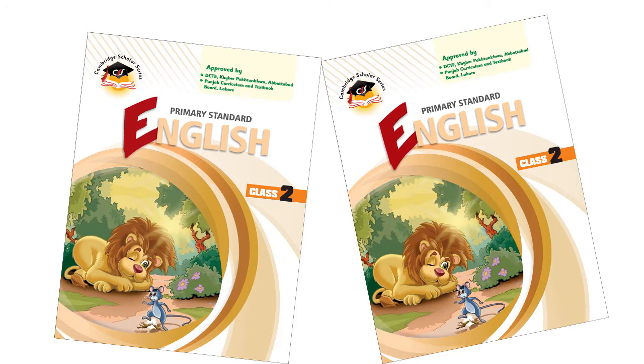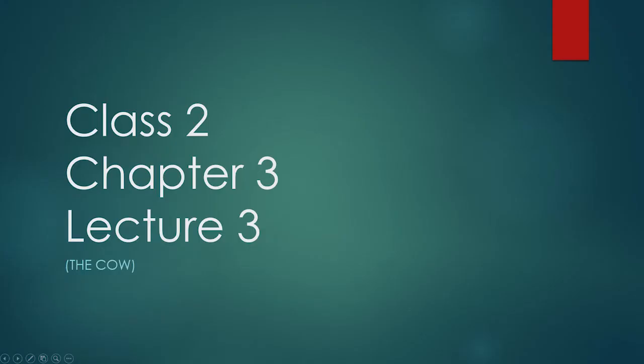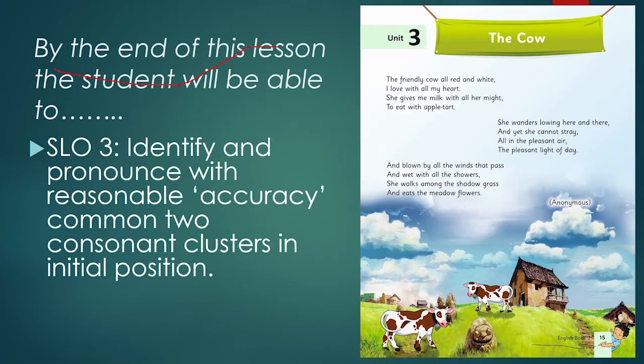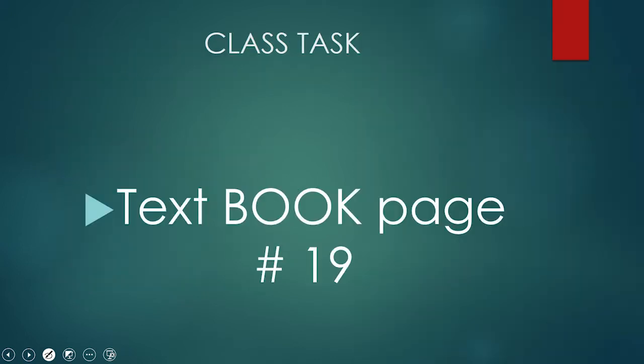For today's lesson, the resources you need is English Book 2, Class 2, Chapter 3, Lecture 3, The Cow. By the end of the lesson, the student will be able to identify and pronounce with reasonable accuracy two common consonant clusters in initial positions. Unit 3, The Cow. Please open your textbook on page number 19 for the class task.